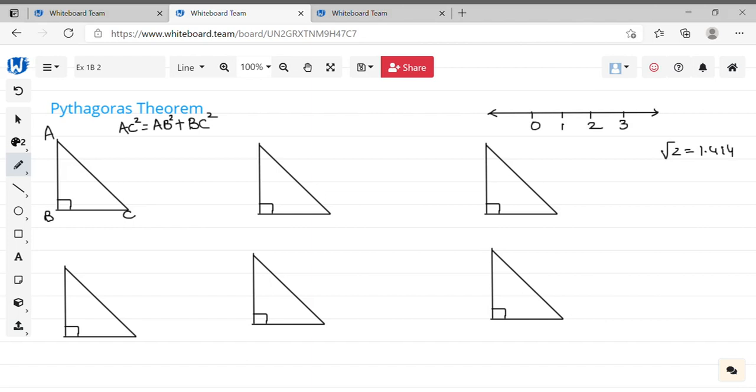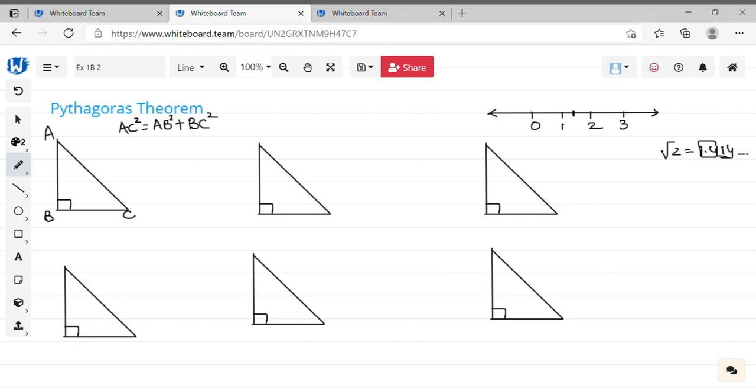Now, if I have 10 equal divisions between 1 and 2, I can mark 1.4 for sure. But how will I mark 1.414? And that also, it's a non-ending, non-terminating, non-recurring decimal, which means how would I mark this? That's where the Pythagoras theorem comes into play.